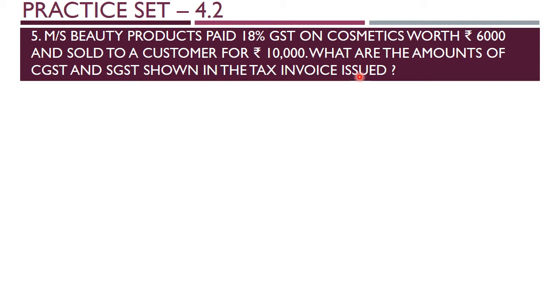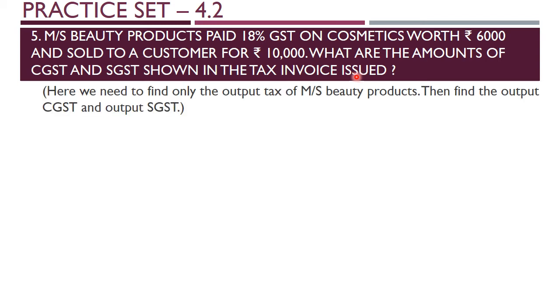Here we need to find what is the tax that is collected by the firm from the customer, because in the bill which is given to the customer, that is the tax invoice issued, therein you show the amount that we are going to collect from the customer. So the tax collected part will come here. So here the note is we need to find only the output tax of Messrs Beauty Products, then find the output CGST and output SGST.